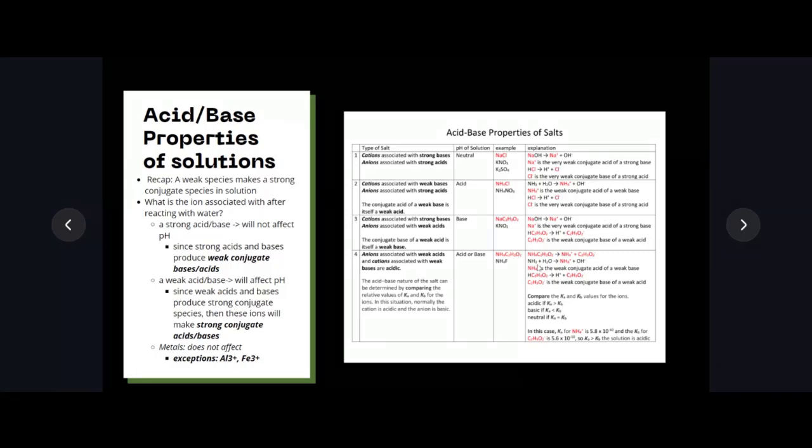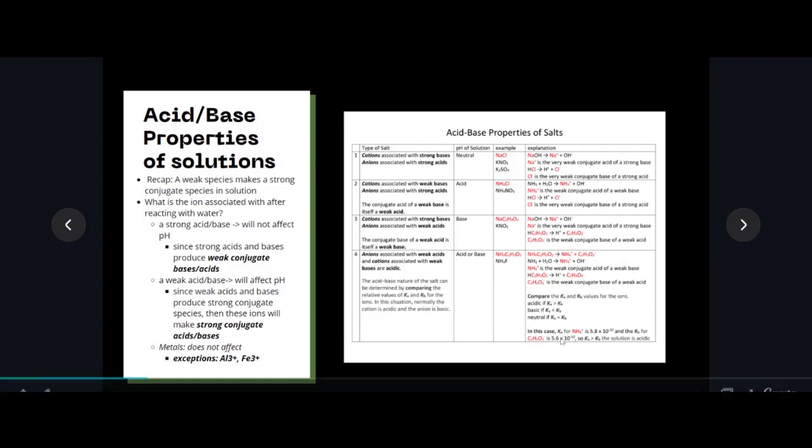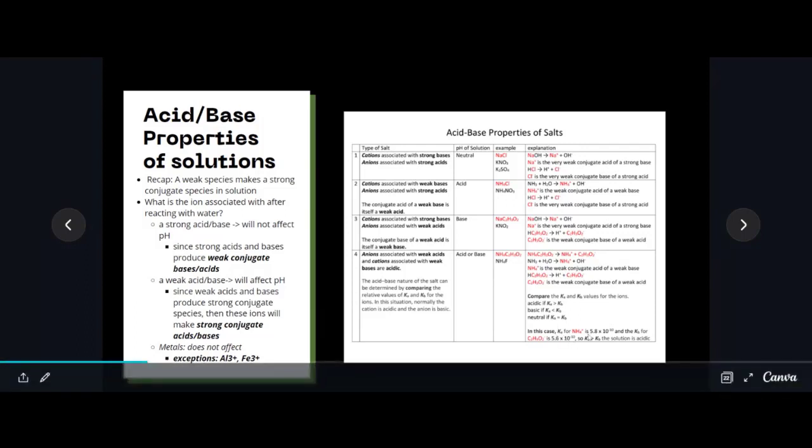Well, if they both have an effect on pH, you have to look at the Kb and the Ka value for the ions. If the Ka for the acid is greater than the Kb, it's going to be acidic. If Kb is greater than Ka, it's basic, and neutral if Ka is equal to Kb. So you would have to compare the Ka and the Kb value. In this case, Ka for NH4 plus is that value, and the Kb for the base, C2H3O2 minus, is that value. So since Ka is greater than Kb, the solution is acidic.